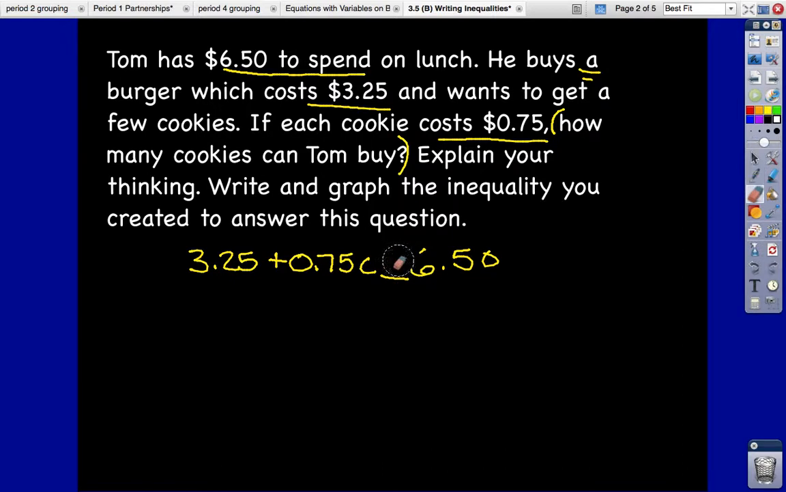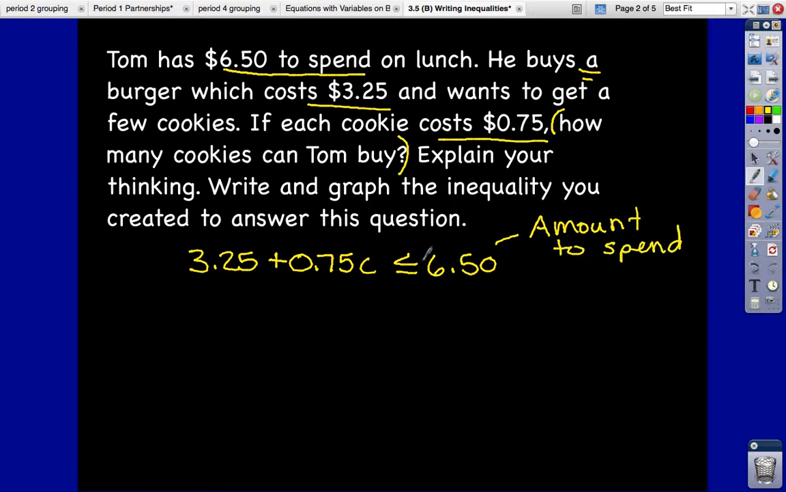That sounds kind of hard to see. Let me explain how I derived this inequality or how I created this inequality, okay? Some of you guys probably already see it or you've created it faster than I did. But on the left-hand side, I put the amount to spend. Okay, the amount that he has to spend on lunch. And I know that that has to be greater than or equal to everything that he spends because you don't want to spend more than you've got. So that means everything that he spends needs to at least be equal to or less than the $6.50.